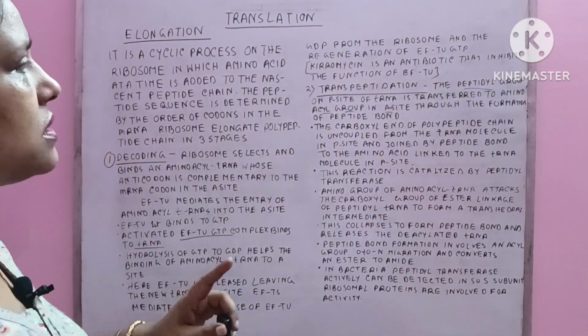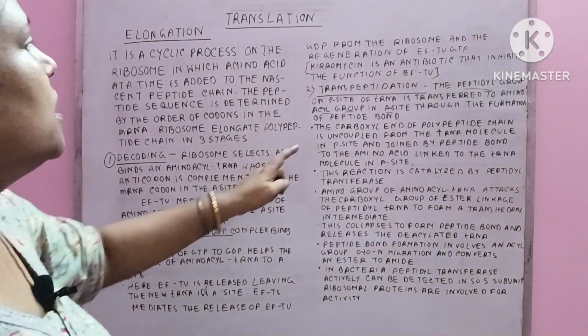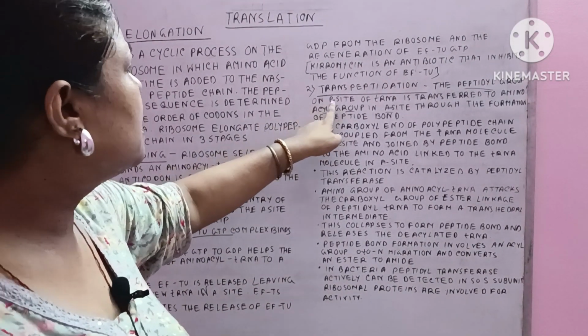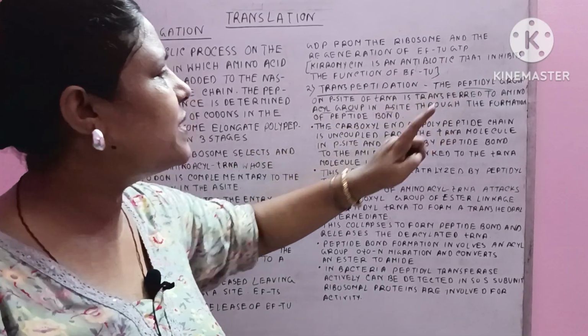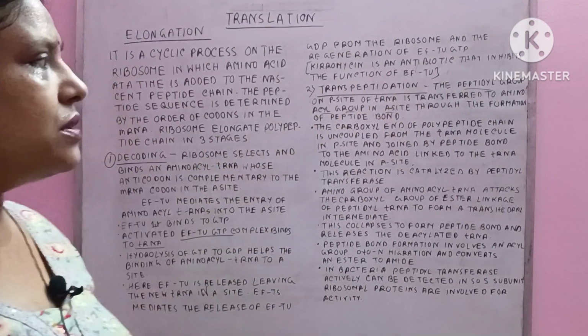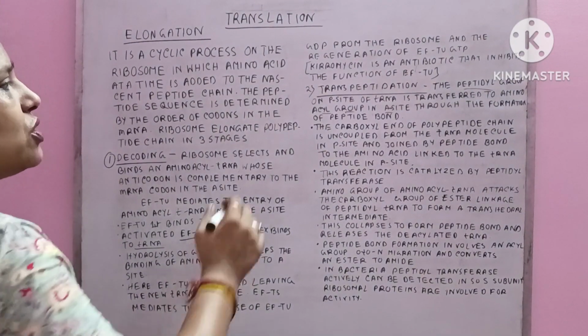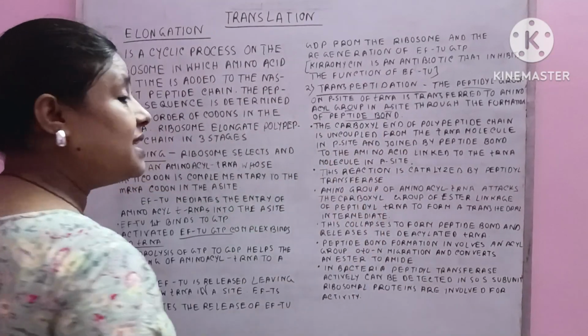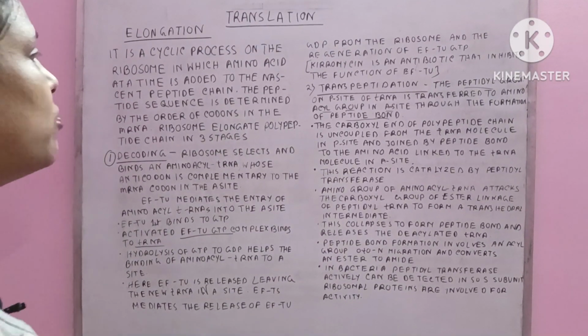So transfer of the tRNA is occurring where the P site of tRNA is transferred to the A site. Okay, transferred to the A site, and through the formation of peptide bond. Here the peptide bond is formed.